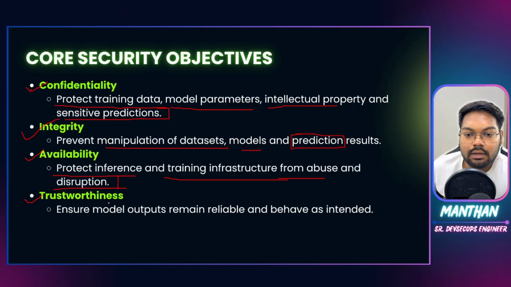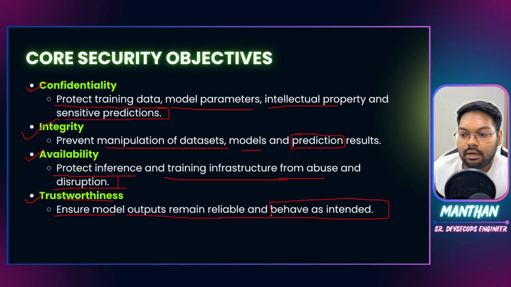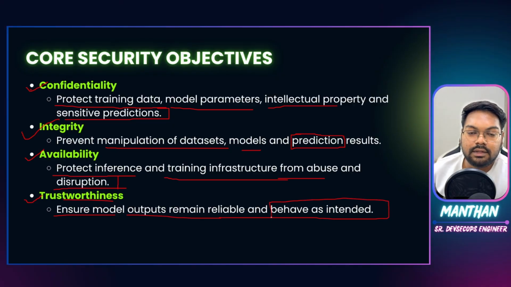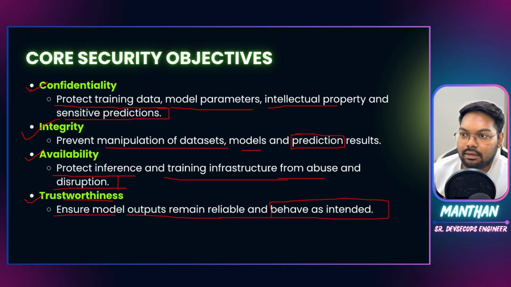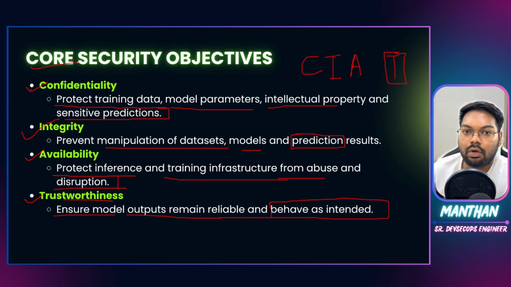Then trustworthiness is our one more core objective, wherein we want to ensure that model outputs remain reliable and behave as intended. It should not show sneezing as a potential cancer for us. So this is the CIA triad along with trustworthiness. Okay, so this is our core security objective when we talk about machine learning technologies.